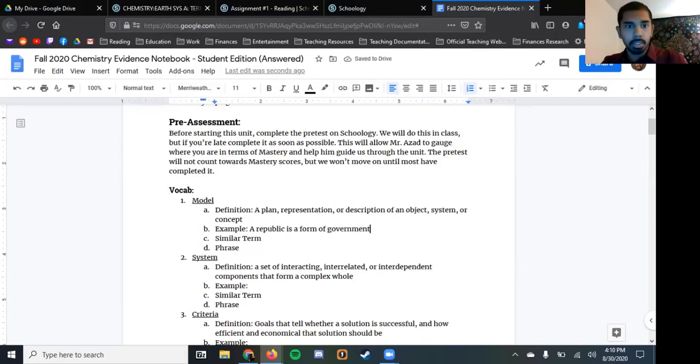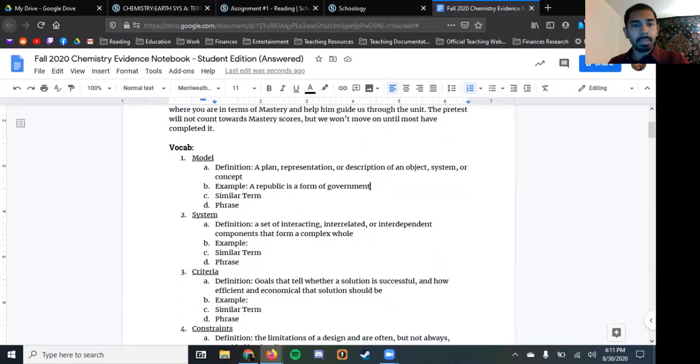And that's a good example, right? We have a plan, representation, or description. In this case, we have a description of an object, system, or concept. So the thing we're talking about right now is system. We have a description of a system. A republic is a form of government. That's pretty much what we need to know about republics, and it's a solid example of a model. Not necessarily using the word model in there, but it can if it needs to.